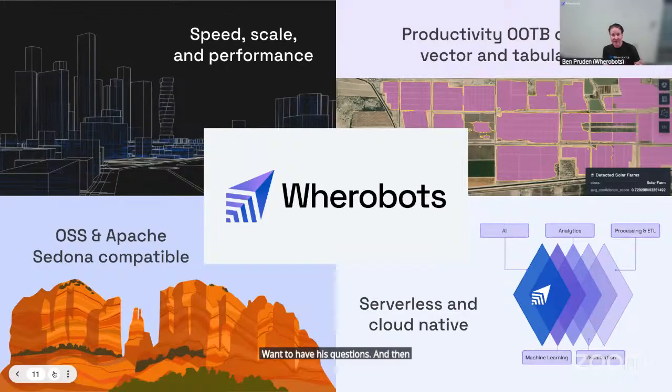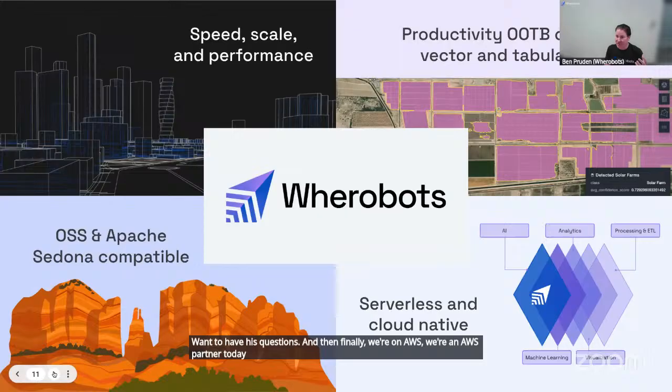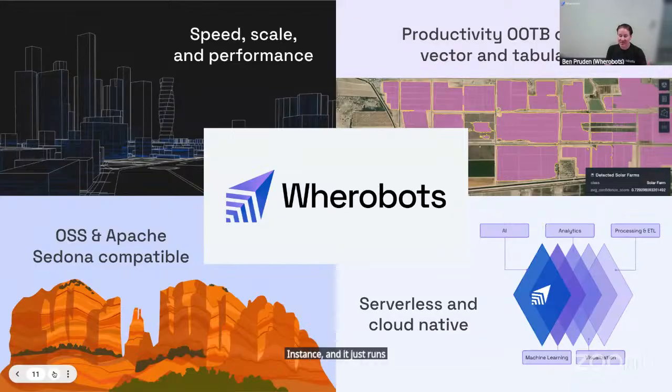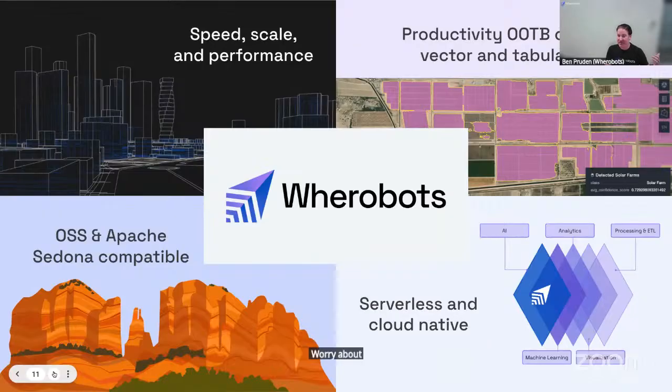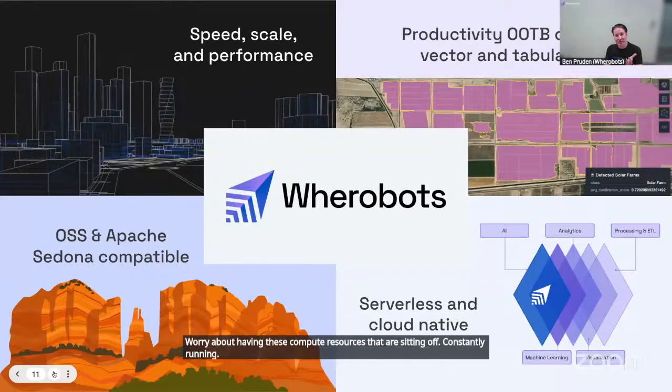And then finally, we're on AWS. We're an AWS partner today. When you work with Wherobots, you can spin things up as a serverless instance, and it just runs while you're processing the data or while you're running in a notebook type UI. And then when you're done, you can destroy your workload, it spins back down, and that's it. So you don't have to worry about having these compute resources constantly running. You can just consume it when you need it and then kill it when you don't, and you're only paying for what you use when you're using it.